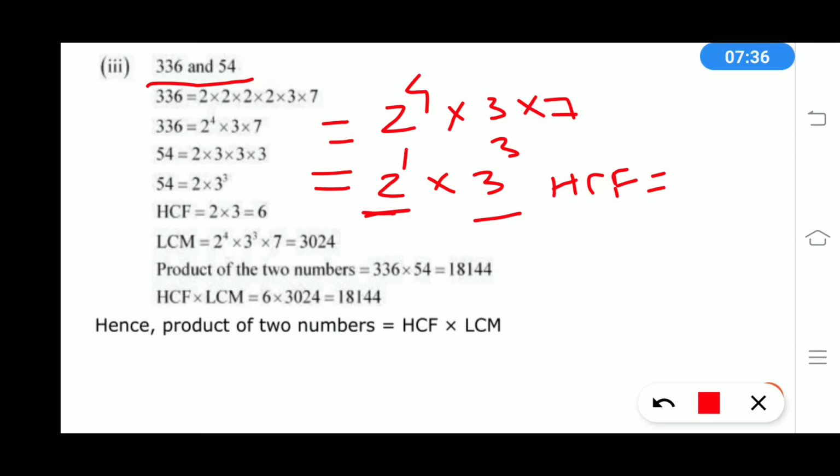equals, here it is 2 to the power 4, here 2 to the power 1, so the smallest power is 2 to the power 1, into the common prime 3, the smallest power is 3 to the power 1, since here it is 3 to the power 3. That means 2 into 3, so 6 is the HCF, and LCM is 2 to the power 4, 3 cube and 7, that's 3024.